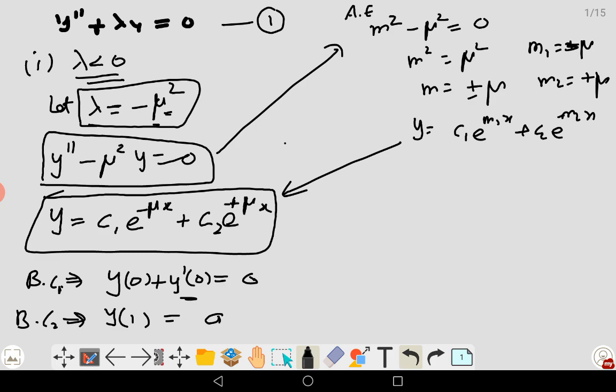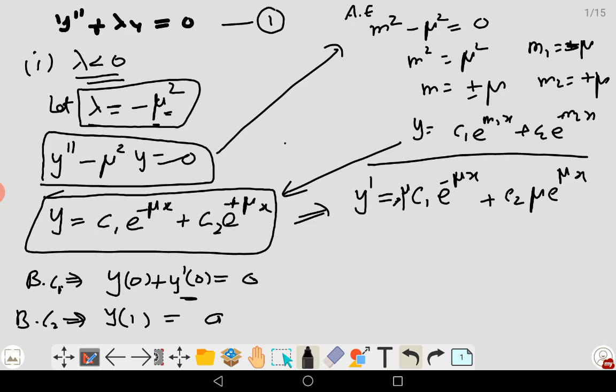Okay, we want y prime. We have only y, so differentiate y, get y prime. What is y prime? c1 into e power minus mu x into minus mu, isn't it? Minus mu, plus c2 into mu e power mu x. This is your y prime.